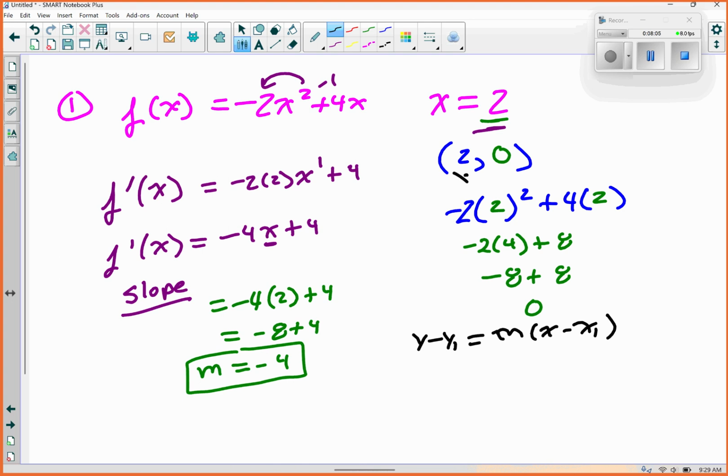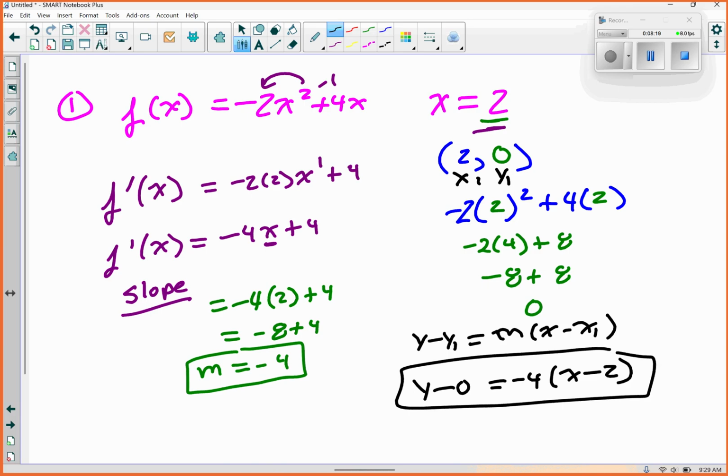So this is x1, this is y1. So I'm going to get y minus 0. Is it okay to have y minus 0? Sure. -4, and then x minus 2. So this is our linear equation that is tangent to our original graph at 2. Okay?